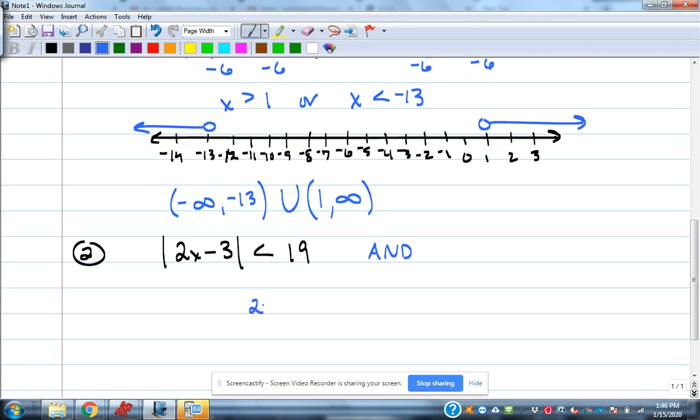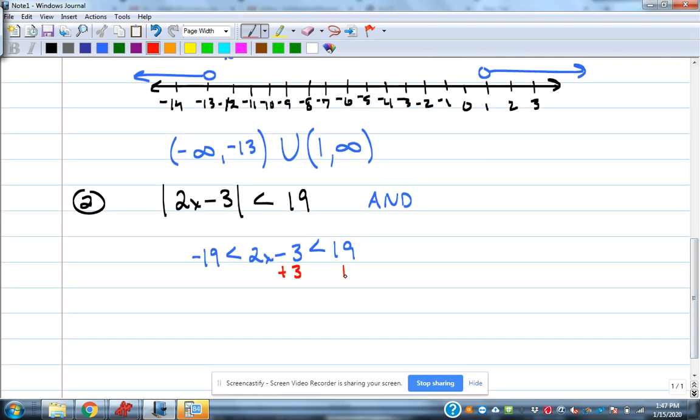I'm going to set it up with 2x minus 3 is less than 19. And then I'm going to go over here to the other end, to the left side. I'm going to put another less than symbol and a negative 19. That creates a sandwich for an and problem. Okay? You always go to the left side, put another less than symbol. If it's a less than or equal to, put another less than or equal to, whatever the same symbol is, and change the sign.